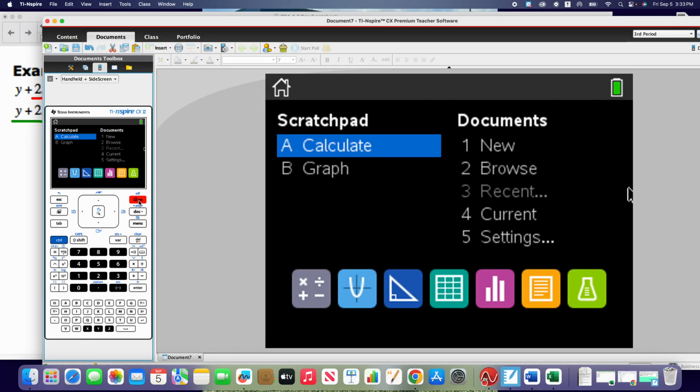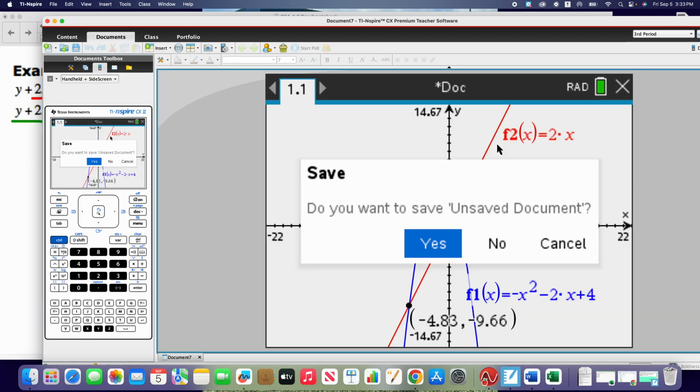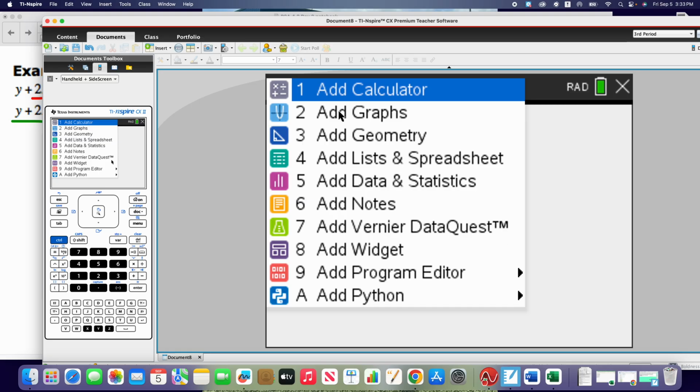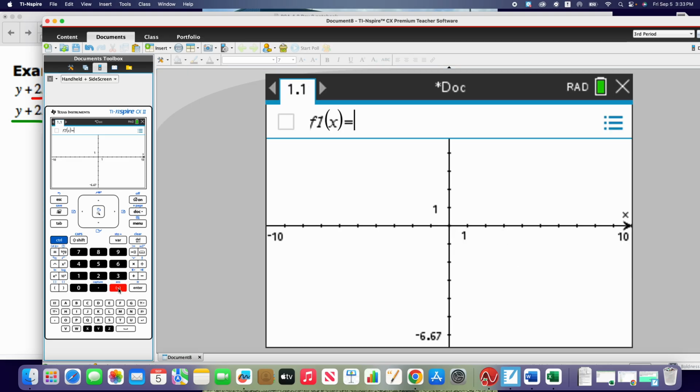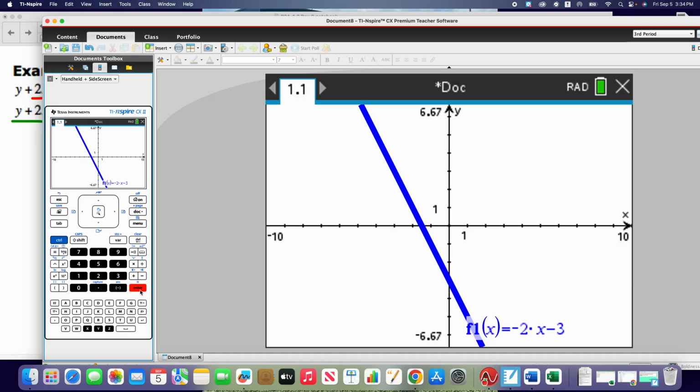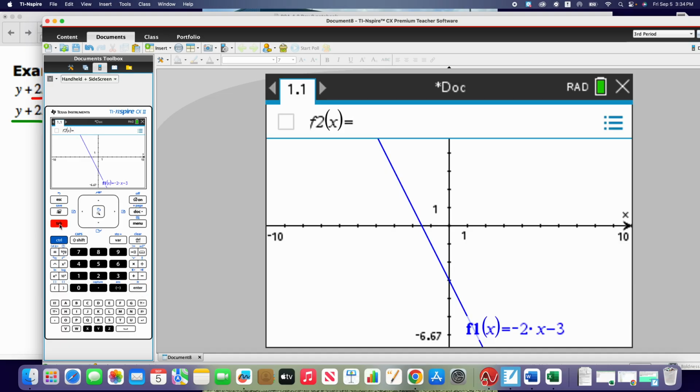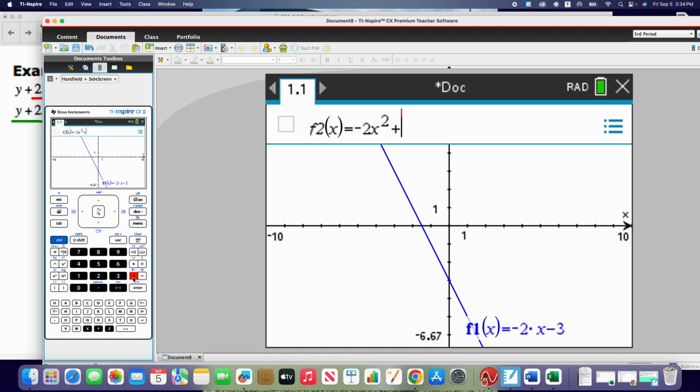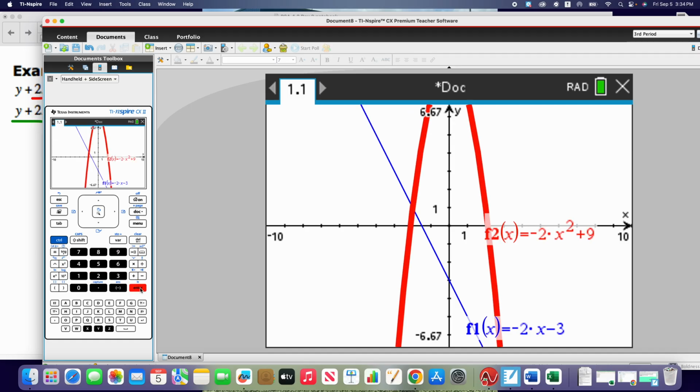I'm going to go start fresh. I don't want to delete any of that, so I'm just going to start new. So I'm going to go on, new, no. I don't want to save that. I'm going to go out of graph. And I'm going to go negative 2x minus 3. There's my line. And I'm going to hit tab, and I'm going to go negative 2x squared plus 9. And there are my points of intersection.